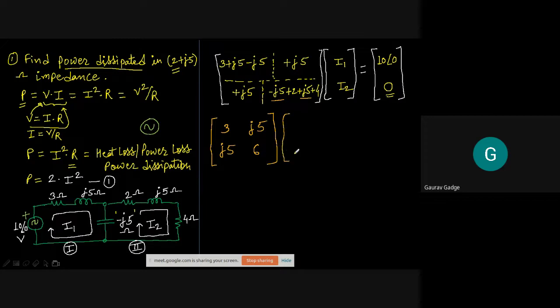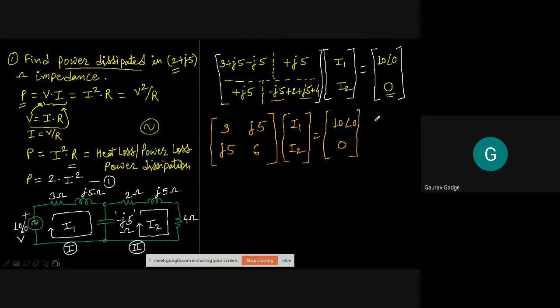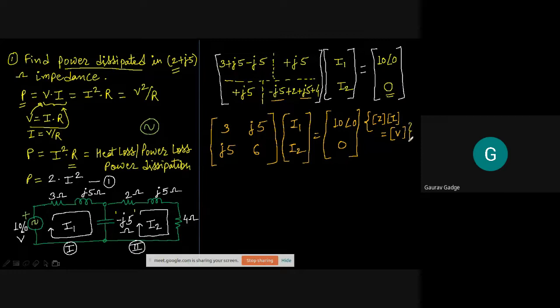On the other side, multiplied by I1, I2, okay, is equal to 10 angle 0, and this is 0. So this is my matrix. अब ये matrix हम लोगों ने कैसे लिखा हुआ है? That is matrix Z into matrix I equal to matrix V. माने Kirchhoff's voltage law, summation of I into R is equal to summation of V.